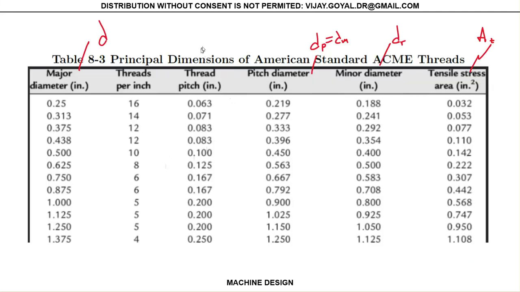And then this is the threads per inch. This is N. This is equal to P. And how do you find one and the other? The relationship is P is equal to 1 over N, or N is equal to 1 over P. That's how we find those relationships between one and the other. Okay?